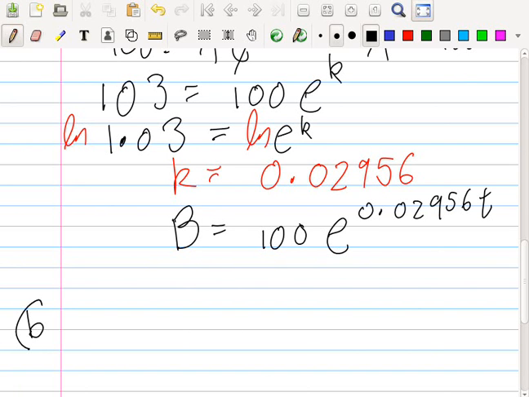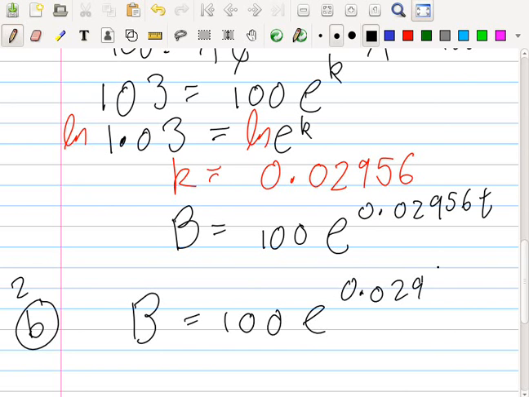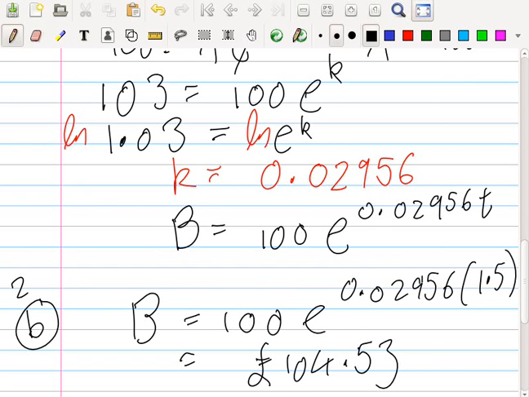In part 2B, we want the balance after 1.5 years. And then here is 1.5. So I got this on my calculator as £104.53, which is right at the back here.